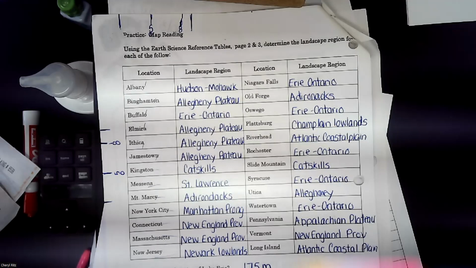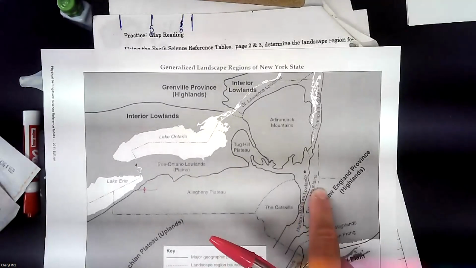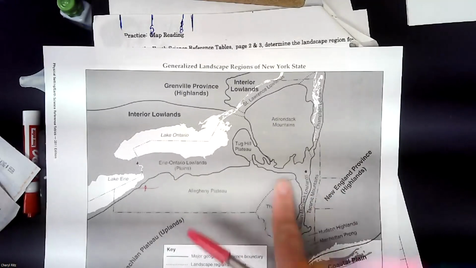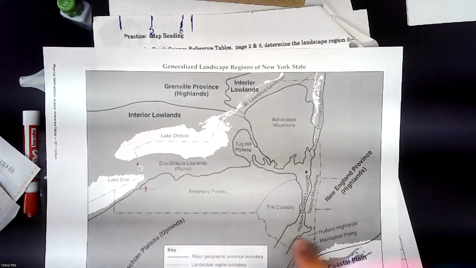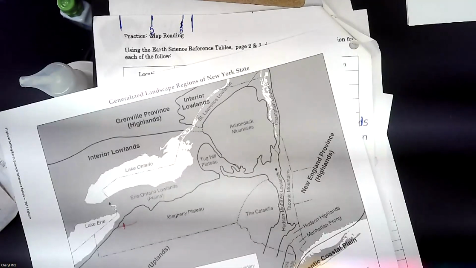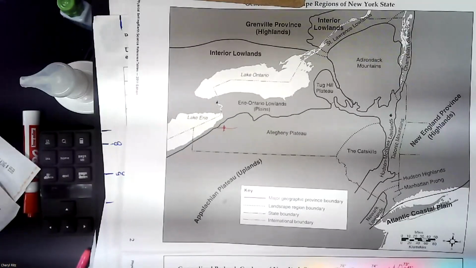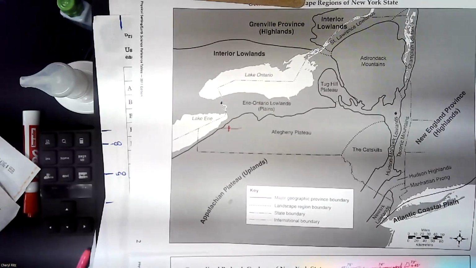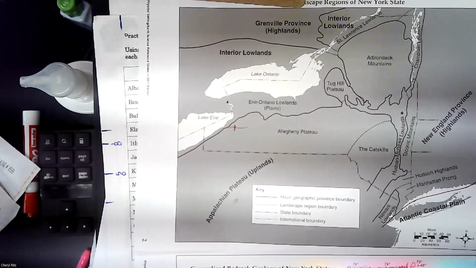Like I said in the video, that Albany one was a little tricky because Albany's kind of squeezed in over here. I don't think the Regents would ask you about the ones jammed in over in this little corner of New York State. They'll keep it simple with ones like Syracuse and Rochester, Buffalo, Jamestown, Elmira, or Riverhead. Ones that are clearly in the middle of a landscape region.